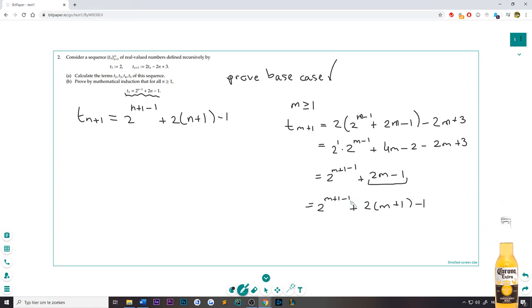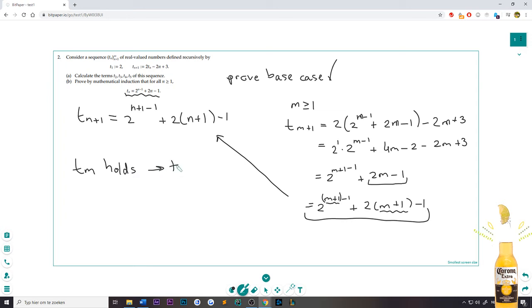Okay? And so now if you look at this part of the formula, this is the same as this, except that in the places of n, we now have m plus 1. Right? And so that's basically your proof. That's literally what you have to do. So now what you can say is that if t of m holds, then that implies that t of m plus 1 also holds. And that's the proof.